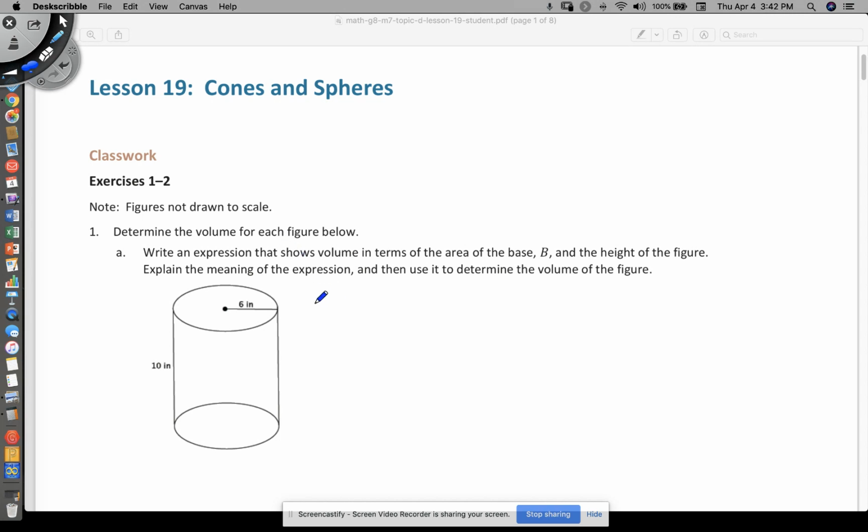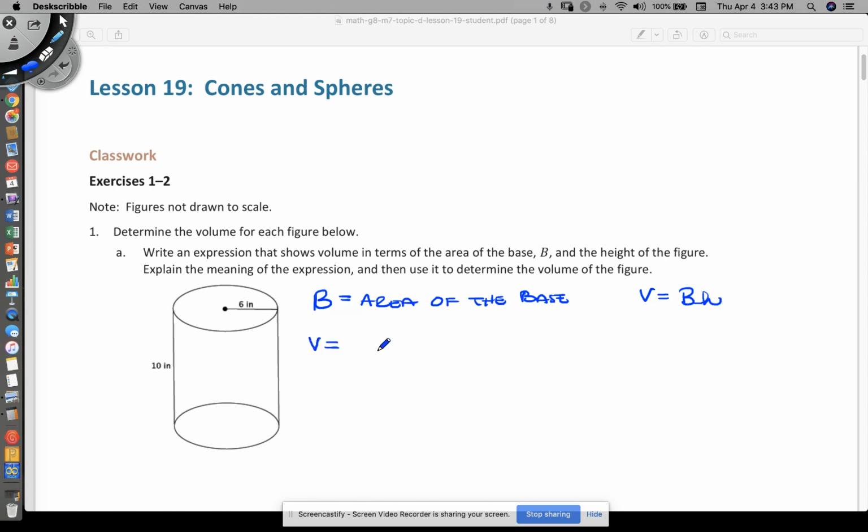All right. So first thing I want to point out is big B. What is big B? Big B is representing the area of the base. So you have to actually find the area of the base first, and that number is your big B. So your equation then would be volume equals big B times your height. And that's how you eventually get your length times width times height. But when you're dealing with cylinders, you have to find the area of the base first. So let's do that. That's going to look like this.